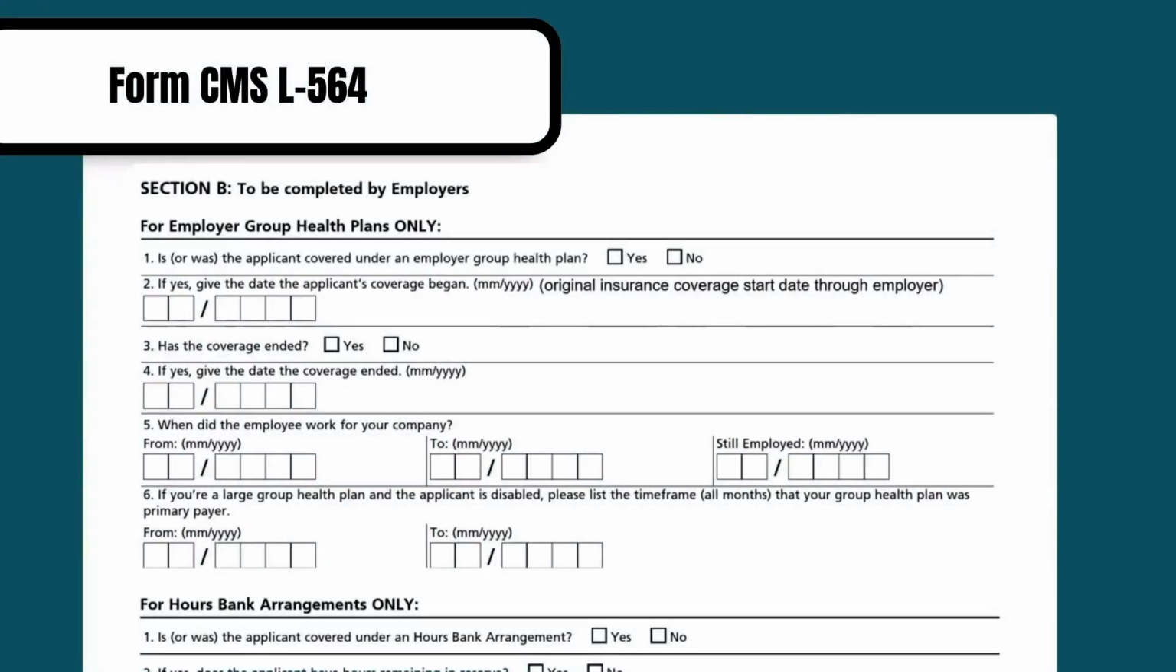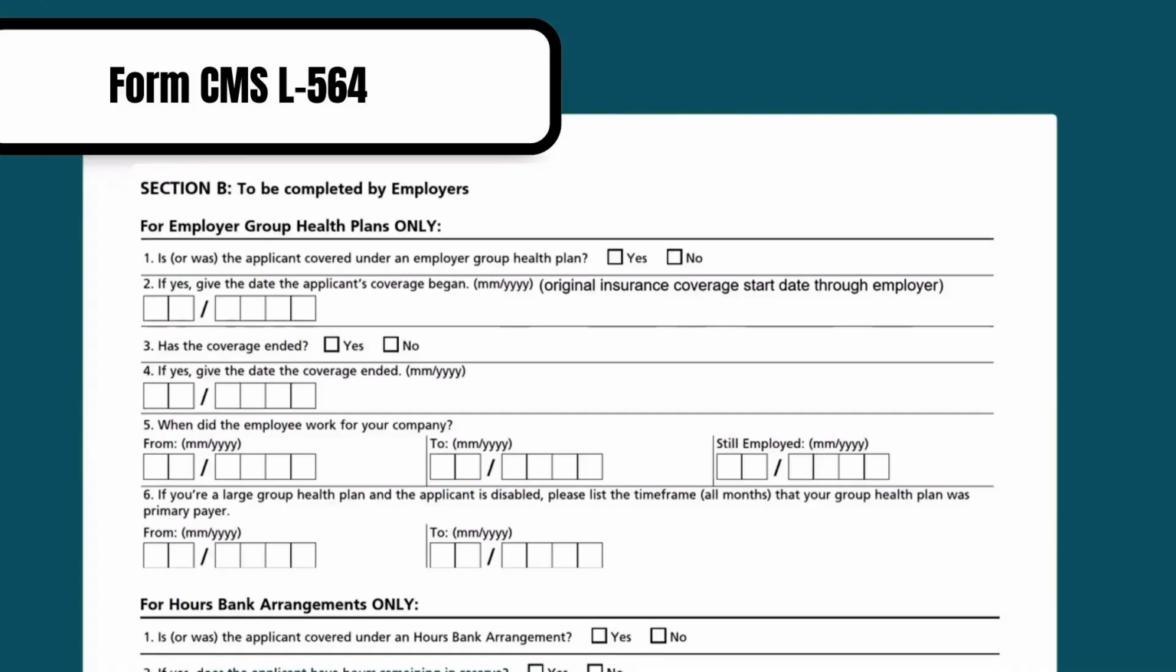Section B has to be filled out by your employer, but it couldn't hurt to double check their work before you hand it in. The answer to number 1 has to be yes, or you don't qualify for a special enrollment period. Now, number 2 is a common source of errors for this application. This is the date the coverage originally started, not the open enrollment date of the most recent year of coverage.